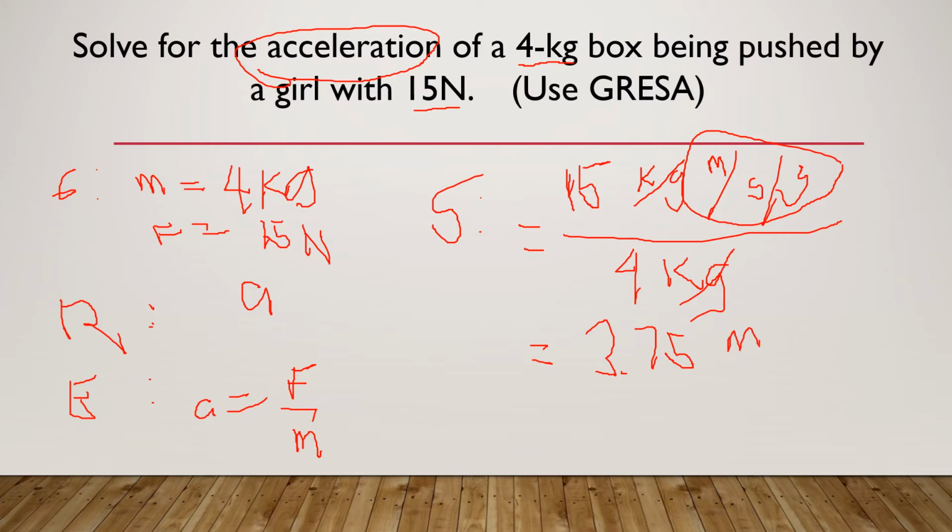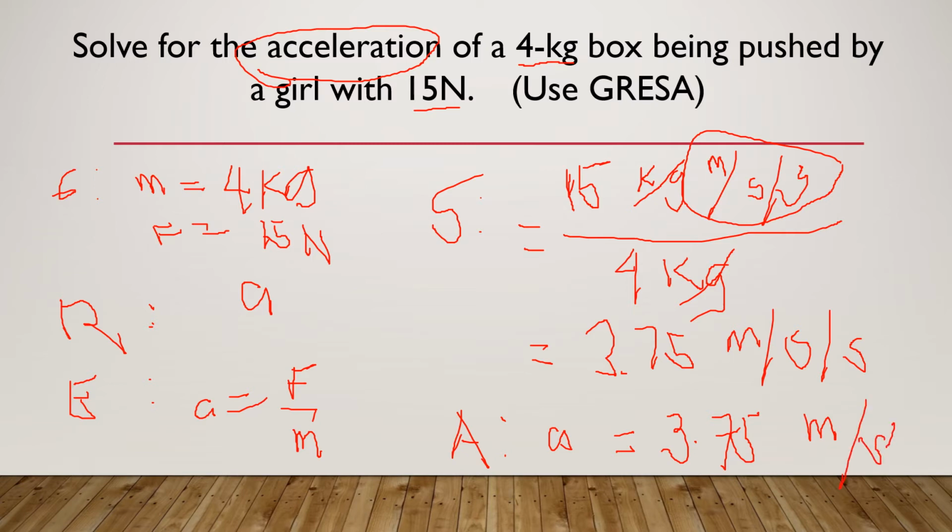So you just need to write meter per second squared. So let us have now our final answer. Acceleration is equal to 3.75. You can make this in a short form, which is meter per second squared. Remember that the unit for acceleration is meter per second squared. So there you have it. We have 3.75 meter per second squared.